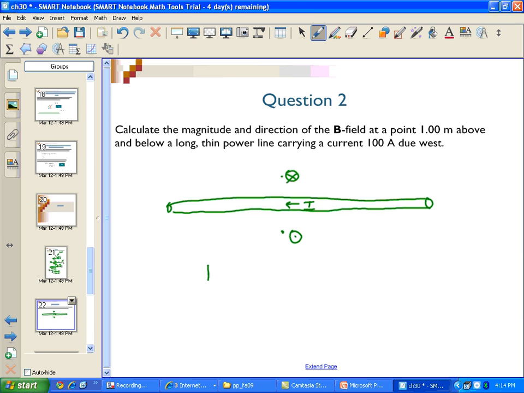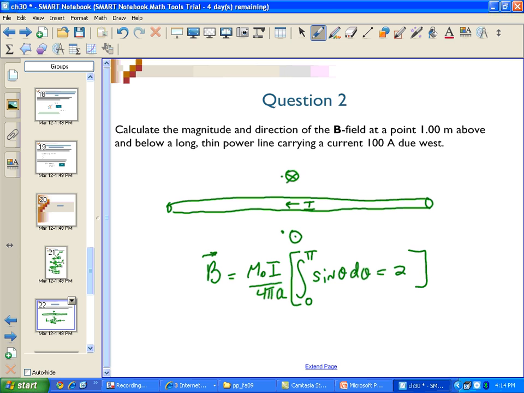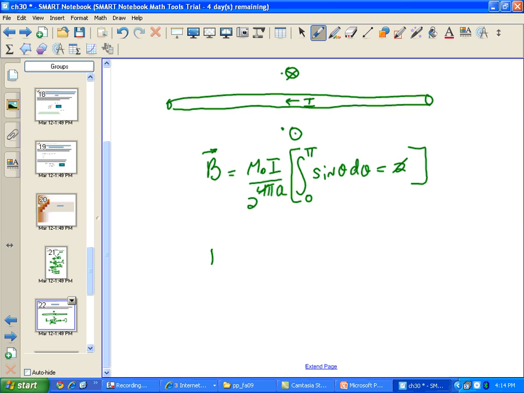Because this is a very long line, we have from the Biot-Savart law, mu naught I over 4 pi times a, but when we take the integral of sine theta d theta, our theta initial is 0, our theta final is pi, which means that the value here will equal 2, and this 2 will cancel 2 of these, and so the expression for determining the magnitude of the magnetic field is going to be mu naught I over 2 pi a.